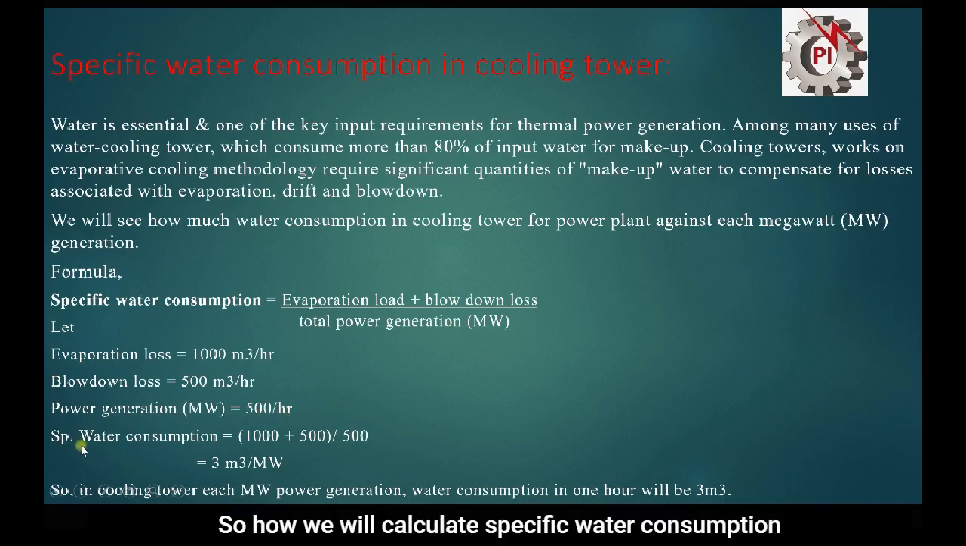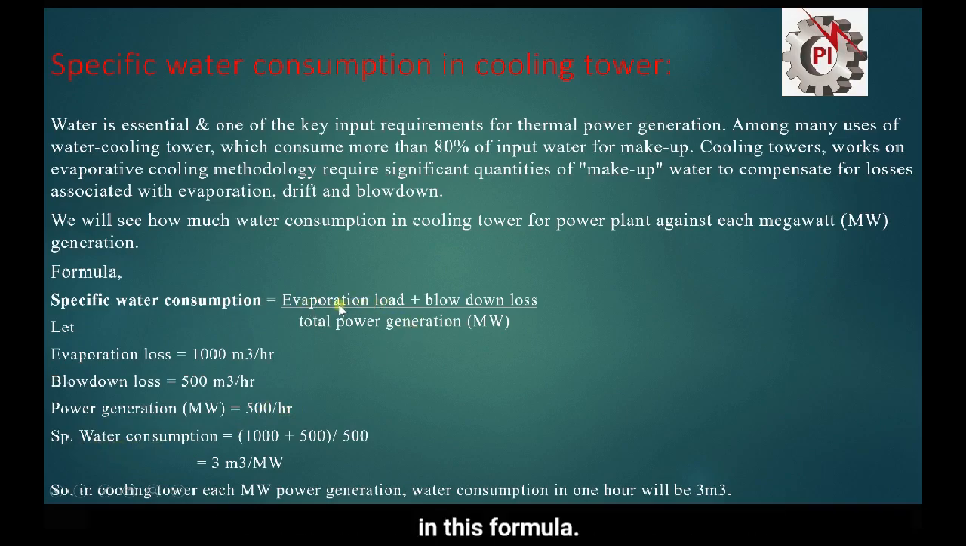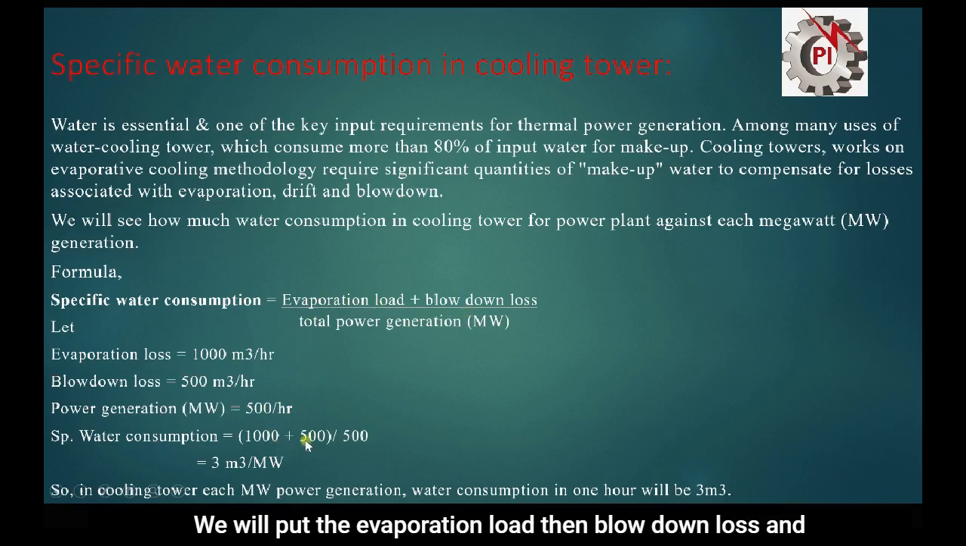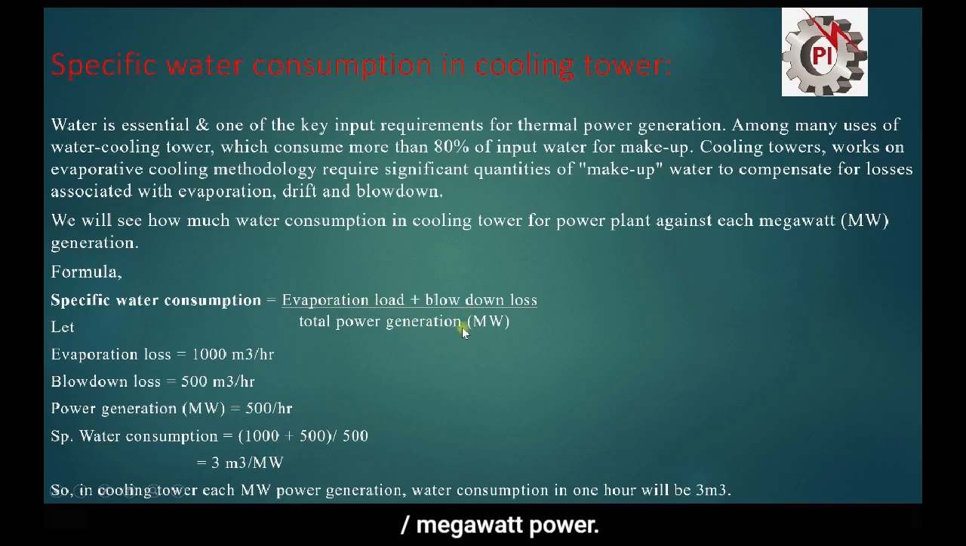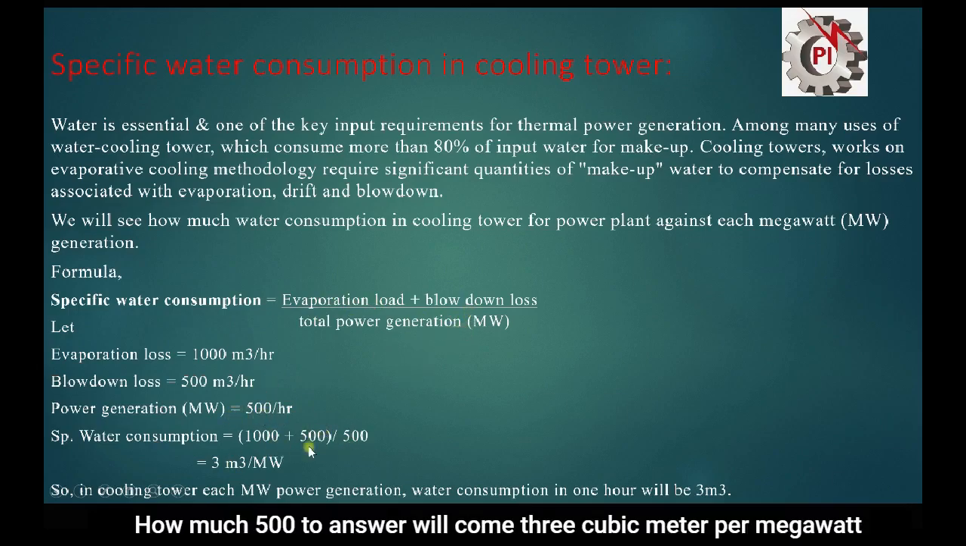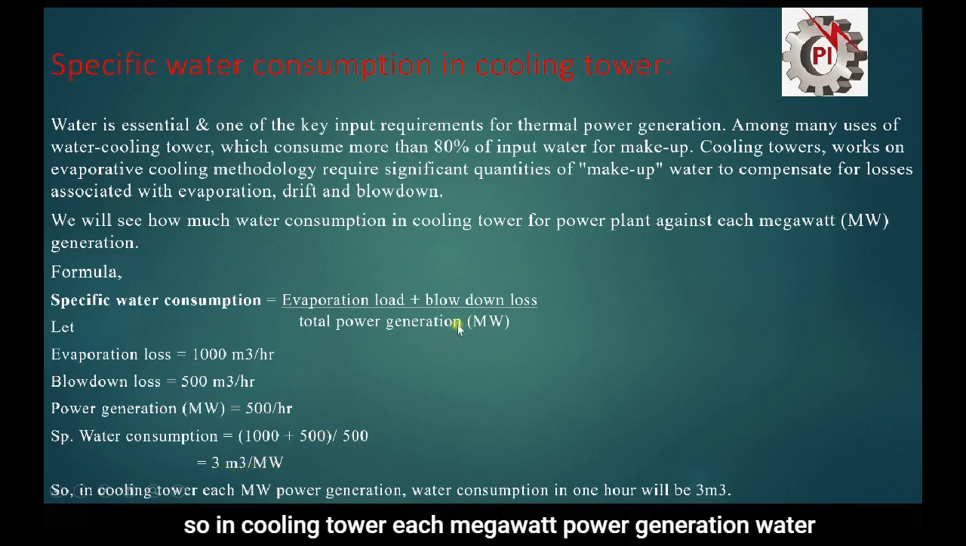How do we calculate specific water consumption? Using the same formula, we put in the evaporation loss, then the blow down loss, and divide by the megawatt power, which is 500. The answer comes to 3 cubic meter per megawatt. So in a cooling tower, for each megawatt of power generation, the water consumption in 1 hour will be 3 cubic meter. This is the specific water consumption in a cooling tower.